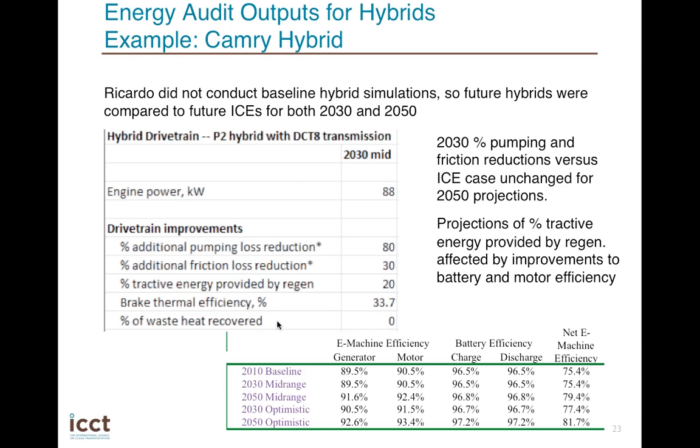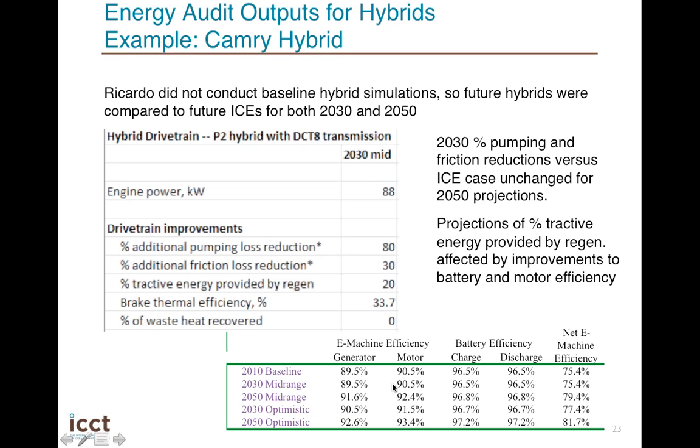Oh, okay. Now, of course, there's one other thing that we had to do, and that is assess the efficiency of the electric motors and generators and of the battery pack. And so that's this table down on the bottom. We found from the energy audit data that there did not appear to be a lot of difference in the efficiency being used as a generator motor, but there was a little bit, and so we did include that. And then the battery efficiency, even in the baseline, was very, very high.